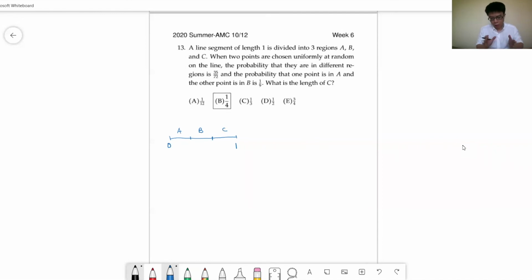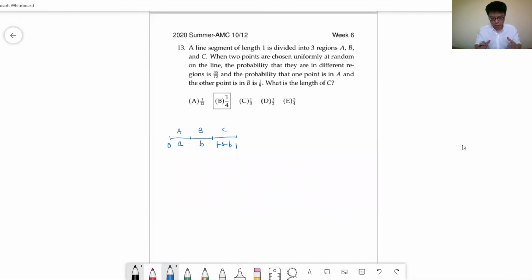And then I want to denote the length of each segment by notation. So suppose the length of the region A is, let's say it's little a, okay? And the length of B is little b. And of course, the length of C is 1 minus a minus b, okay?